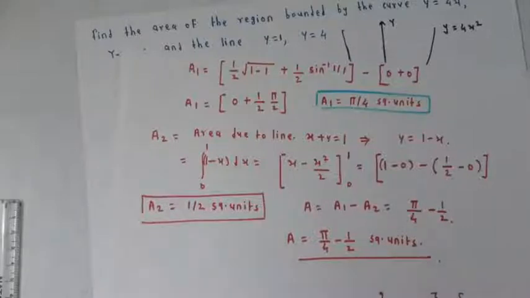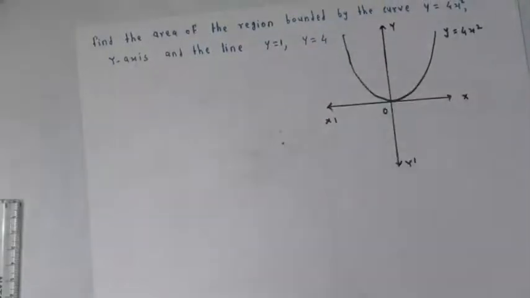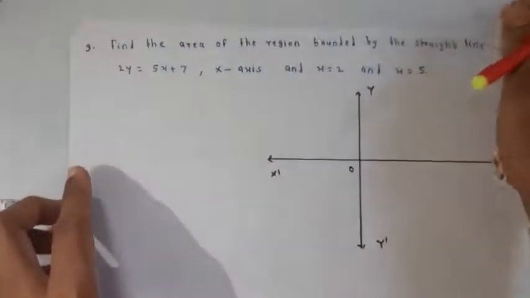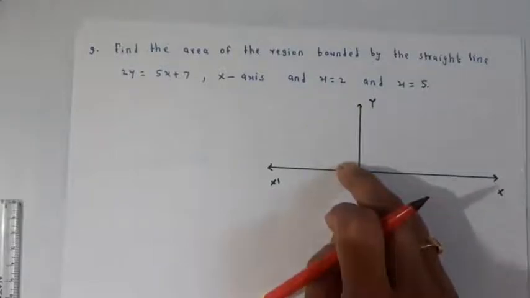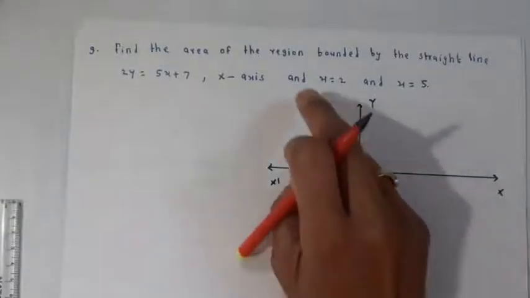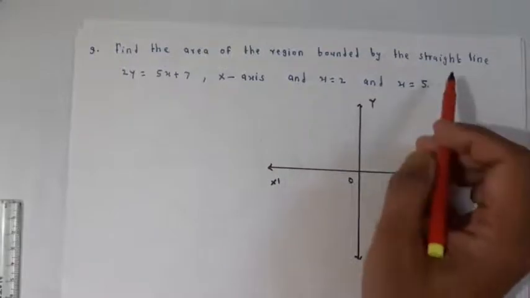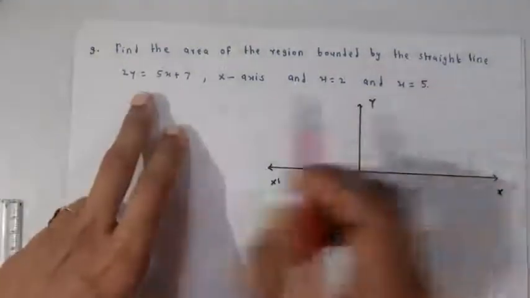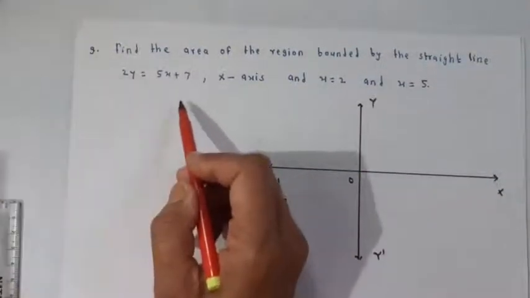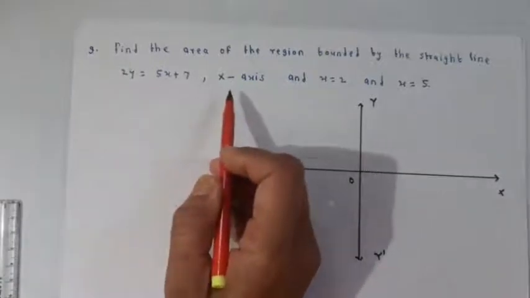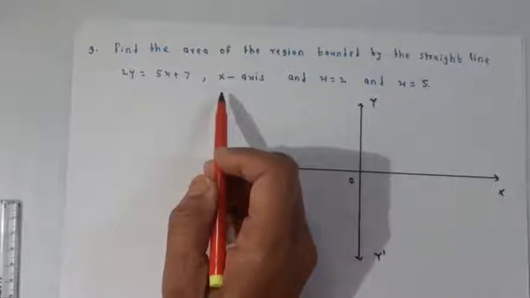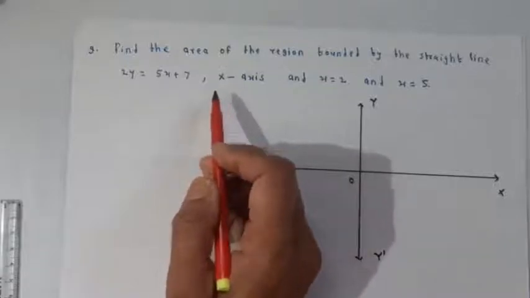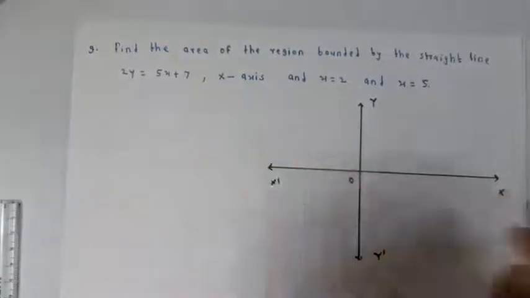Okay. Now another example is: find the area of the region bounded by the straight line 2y equal to 5x plus 7, the x-axis, and the lines x equal to 2 and x equal to 5. Okay, so first let us draw the graph for this.